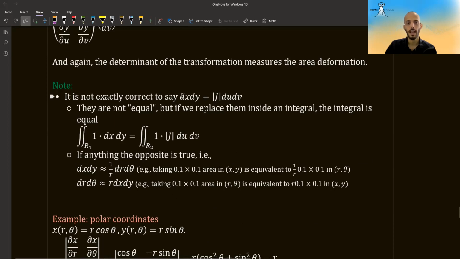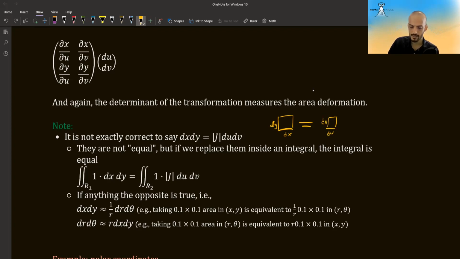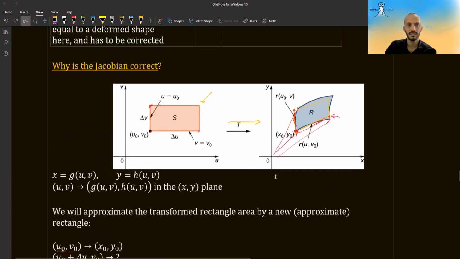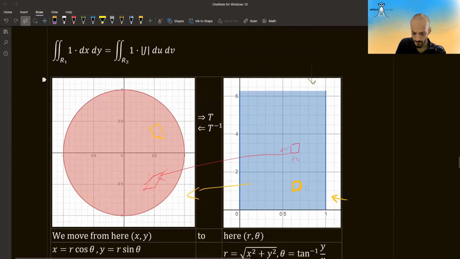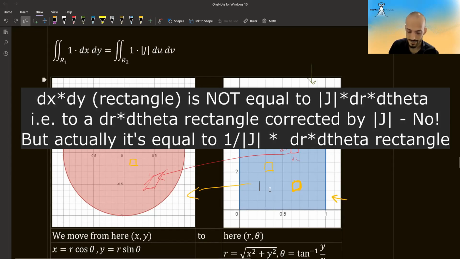So a few notes. We write this thing, but it's not exactly correct to say this. It's not that dx dy is equal to the Jacobian times du dv. They are not equal by themselves. They are only equal inside the integral. What I'm trying to say is it's not that dx dy is equal to some transformation times this. No, this is not true.